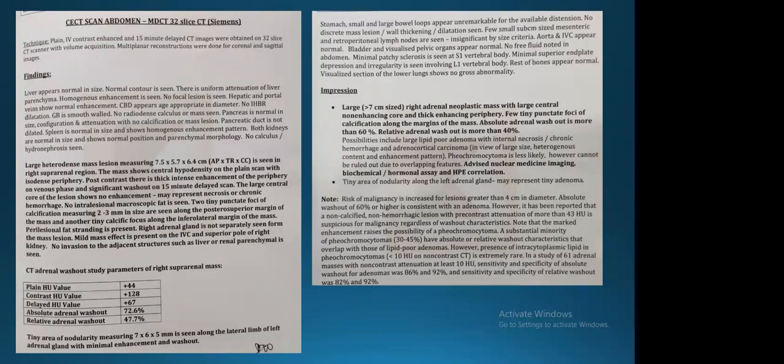Two tiny punctate foci of calcification measuring 2 to 3 mm in size are seen along the posterior superior margin of the mass, and another tiny calcific focus along the inferior lateral margin of the mass. Perilesional fat stranding is present. The right adrenal gland is not separately seen from the mass lesion. Mild mass effect is present on the IVC and superior pole of the right kidney. No invasion seen into the adjacent structures. And HU value is as shown here.